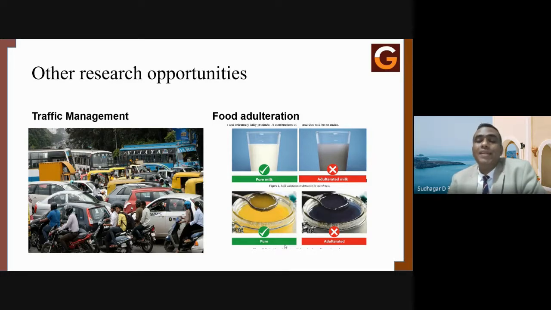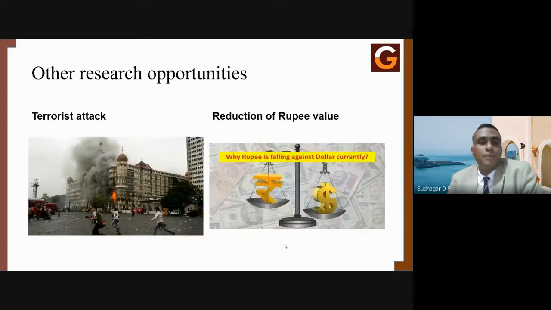How about food adulteration? There is no guarantee the food we are consuming today is not adulterated. There is every reason possible for people to adulterate our food. So is it possible for you to come out with some methodology for how this adulteration could be stopped? This also could be considered as one of the research opportunities.